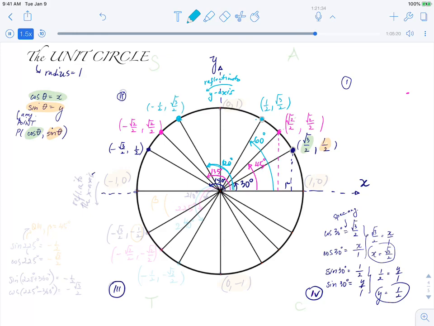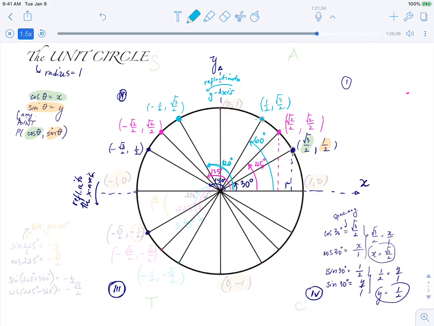Okay, so now we're going to keep going into quadrant 3. So this was quadrant 2, and this was 1. And what am I reflecting into now if I go onto the other side? Quadrant 3. Okay, we're reflecting into the x. So I'm going to say reflect into the x-axis.